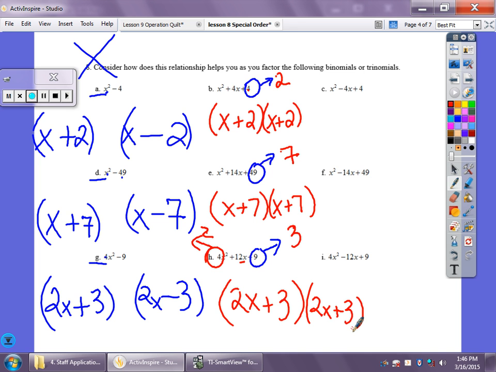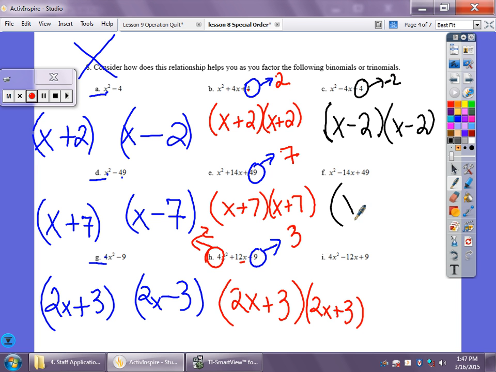Okay, if you notice, B and C are the same problem, except the middle term is subtraction. So all I need to do is turn all my parentheses into, you guessed it, subtraction. So it's going to be the same answer, x minus 2. Simply, if I take the square root of this, it's 2, but 2 plus 2 is not a negative 4. But if I make it a negative 2, negative 2 times negative 2 is positive 4. Negative 2 plus negative 2 is negative 4. Okay? X minus 7 times x minus 7.